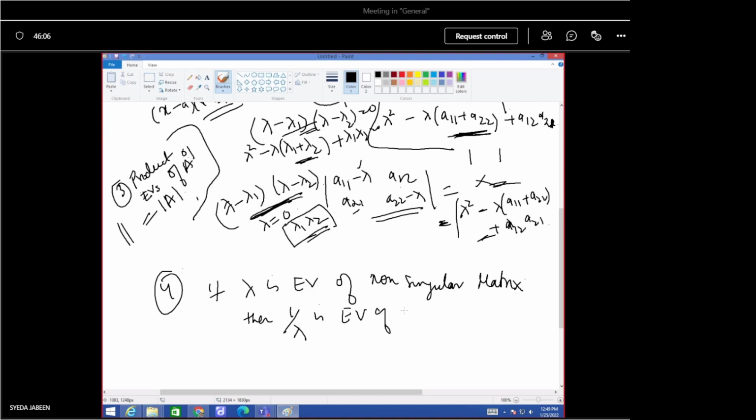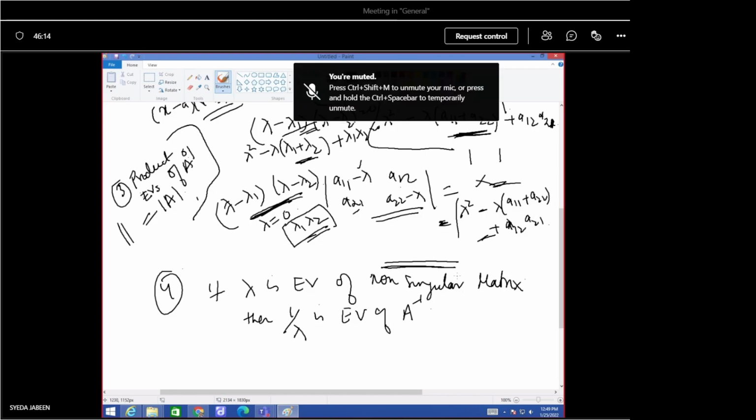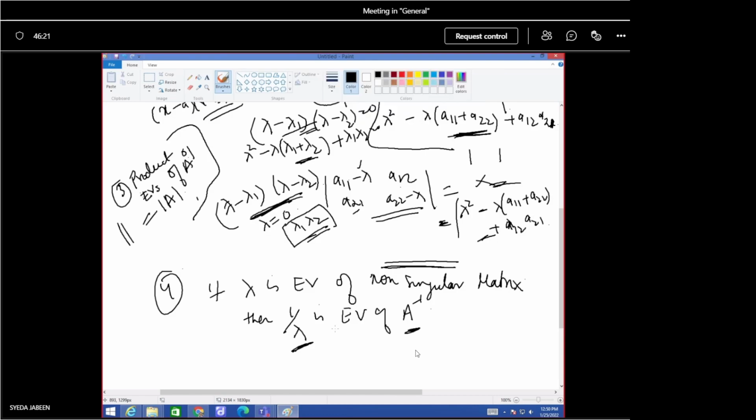Why is A non-singular here? Non-singular means the determinant should be not equal to 0. The matrix will be non-singular only if the inverse exists, so that this 1 by lambda exists. Okay, we can give the proof, but for now we are leaving it. It is not necessary. It comes from this equation.